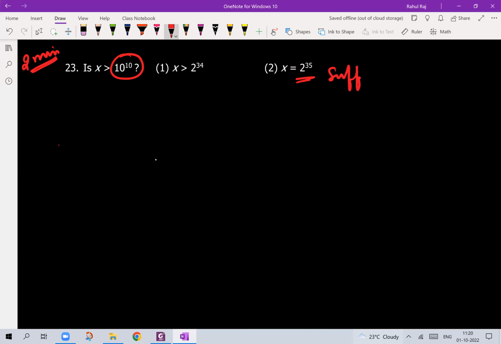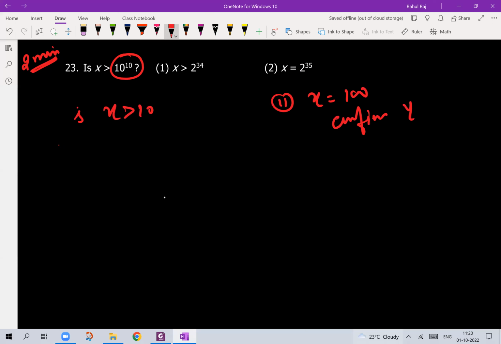Think about statement number 1 now. Sorry, Rahul, can you please repeat the logic of this? Yeah, so imagine if I say is x greater than 10 and I say option number 2 as x is equal to 100, what will be your answer? Can you say straight away confirm yes answer? Sanchi? Yes. If I say, Sanchi, statement number 2 is x is equal to minus 100, what would be your answer? Can you still say it's a confirm no answer?